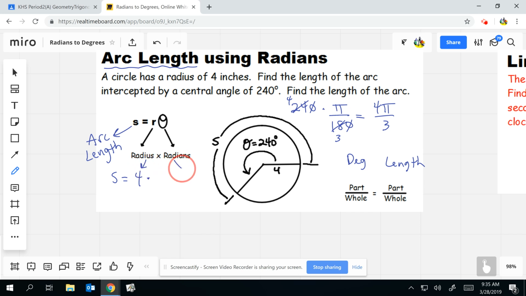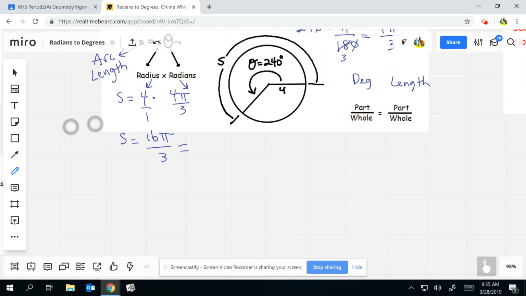So that's my radians, 4 pi over 3. My radius was 4. My radians is 4 pi over 3. If I multiply those two together, I put a 1 under it, I get a 16 pi on top, and I get a 3 on the bottom. Now, you wouldn't really want to say 16 pi over 3 inches. That's not a real proper way to say inches. So you want to get your decimal. So I would take that 16 pi over 3 and do 16 times pi, equals, and then divide by 3 and get 16.76 inches. So at least it's about 16 3/4 inches.